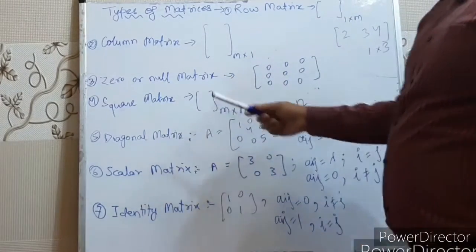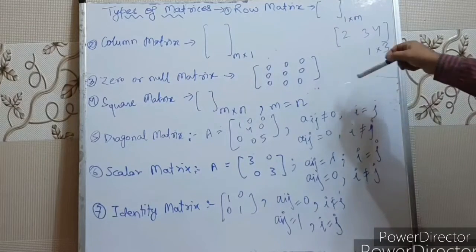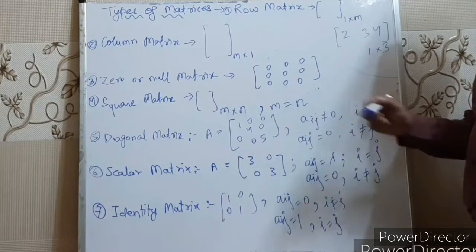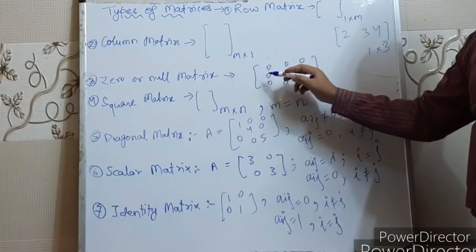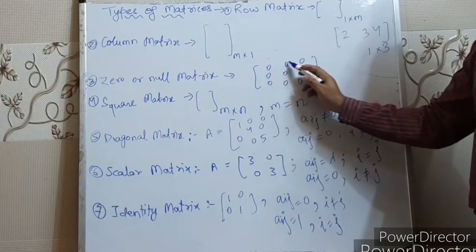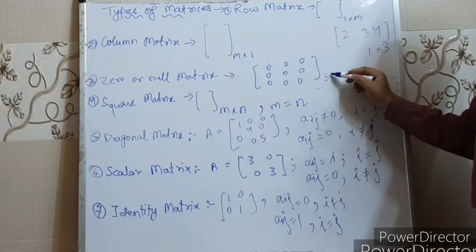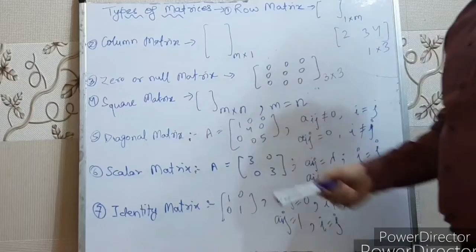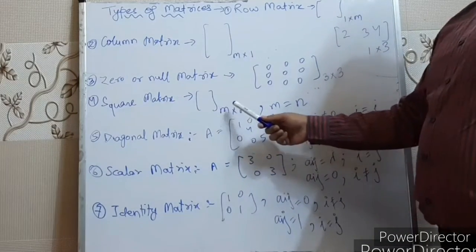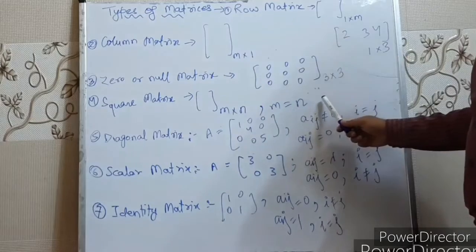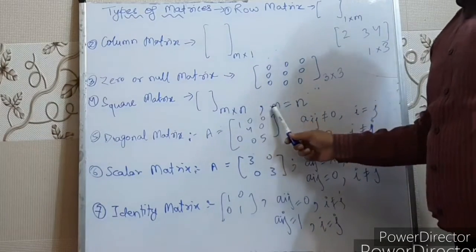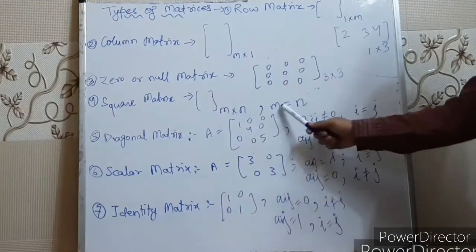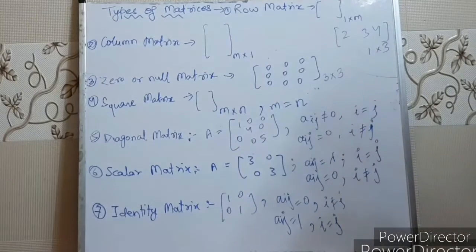Zero or null matrix. If any matrix has all the elements 0, that will be called a null matrix. So what is the order of this matrix? See, it has 3 rows, 1, 2, 3, and 3 columns, 1, 2, and 3. So the order of the matrix is 3 by 3. Okay? Number four, square matrix. Any matrix that has as many rows as columns. When the number of rows and columns become equal, that matrix will be called a square matrix. And if they are not equal, the matrix will be a rectangular matrix.